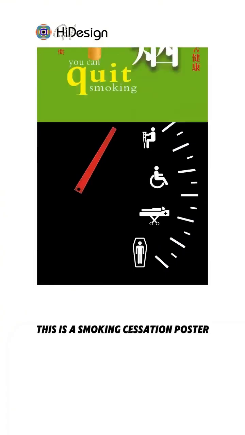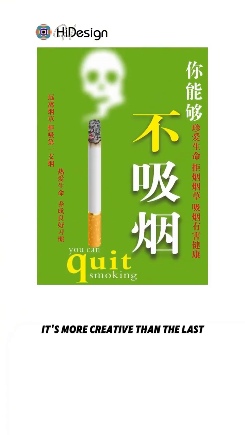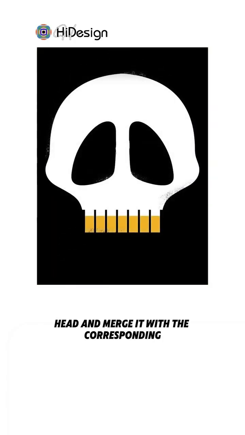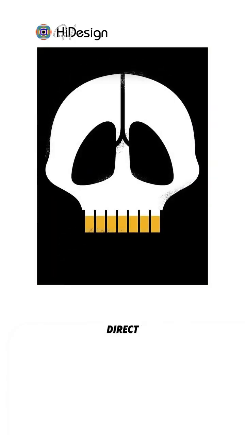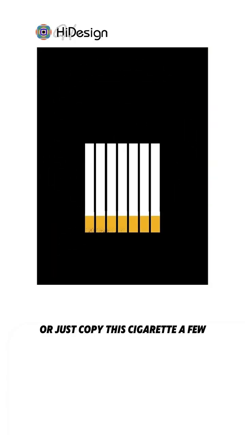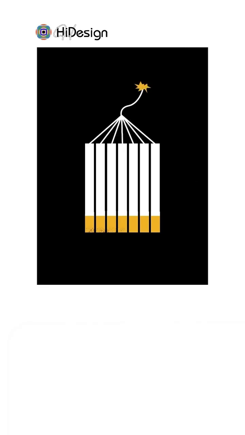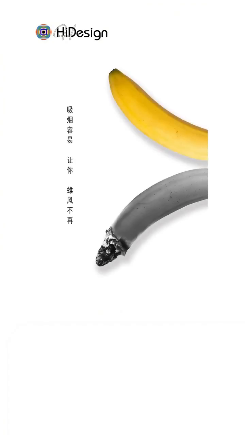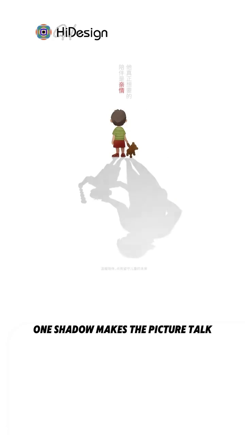More creative? This is a smoking cessation poster. It's more creative than the last, but not enough. Bring out the skull head and merge it with the corresponding element to make the message expression more direct. Or just copy this cigarette a few times to get a new element design. Break thinking limits. A quit smoking poster doesn't need a cigarette. Use another element to show smoking's dangers. This kid looks plain. One shadow makes the picture talk.